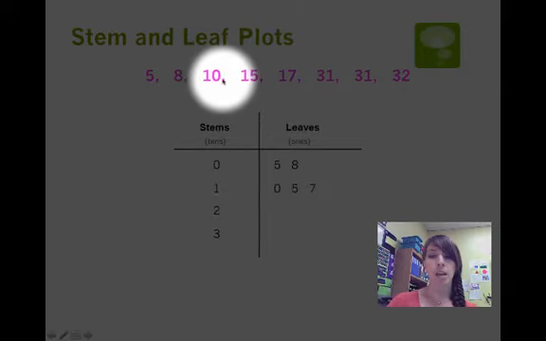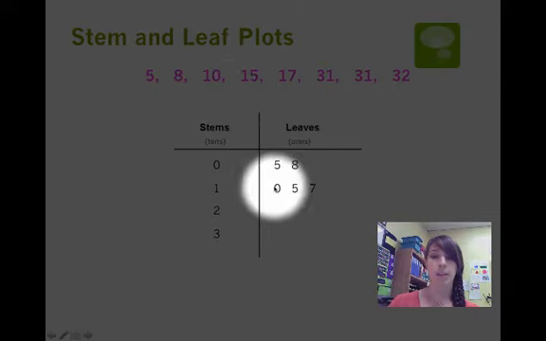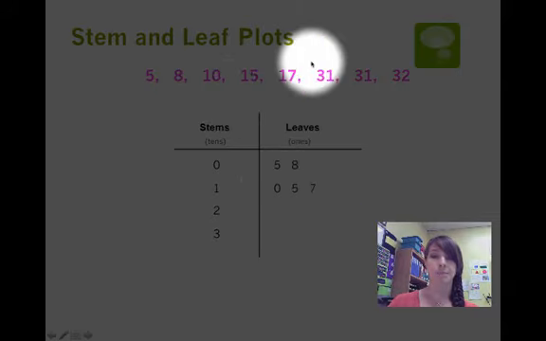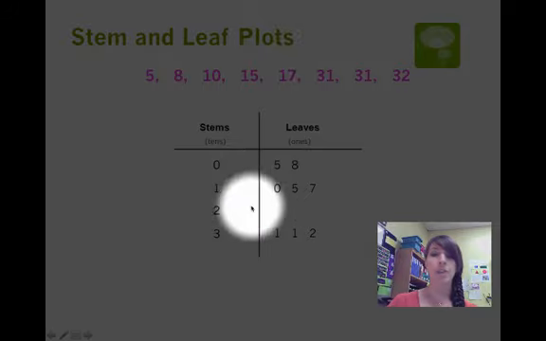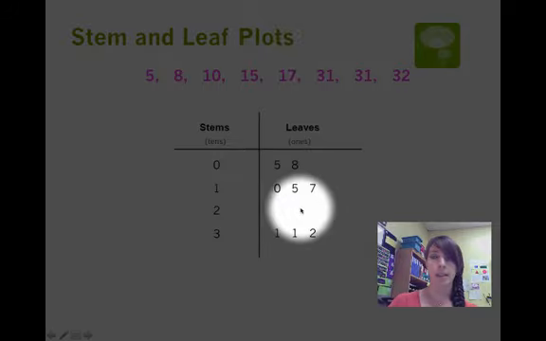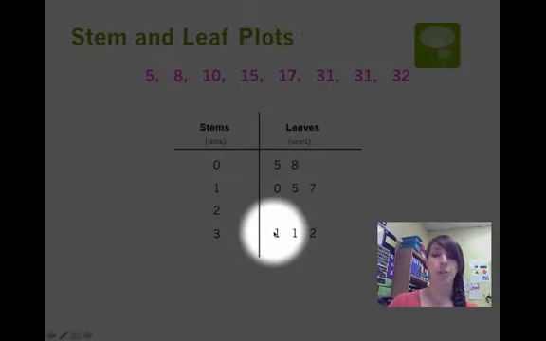In the row with a 1 in the tens place, we write the numbers in the ones place over here. So we have 10, 15, 17. And then there's nothing with a 2 in the tens place. So we write 31, 31, and 32.